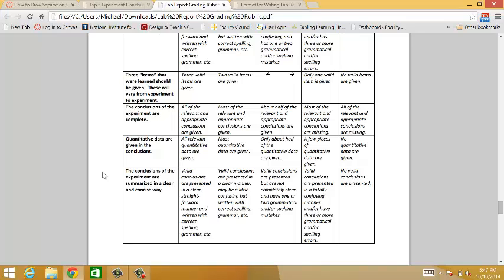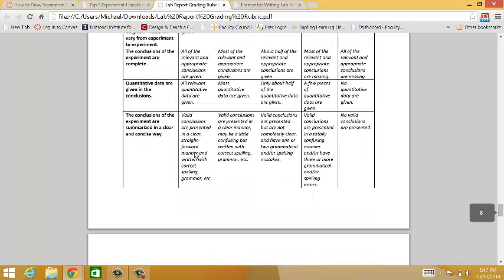So for each of your conclusions for yield, for purity, you want to include a statement and then include the quantitative data, but don't discuss the quantitative data. Just make that statement. Then the conclusions in the experiments are summarized in a clear and concise way. So again, you want to make the statement clear, best English. Try not to have it confusing.